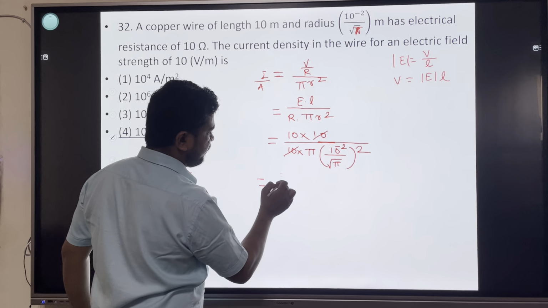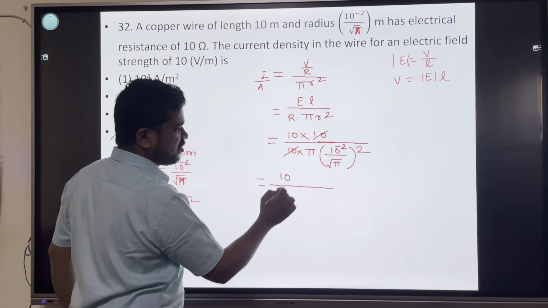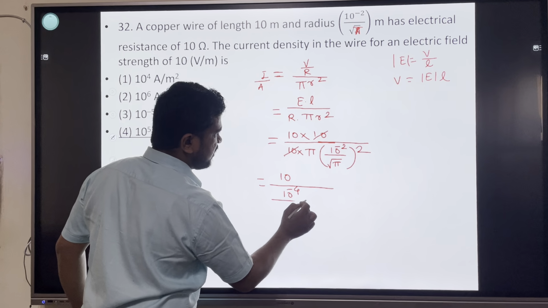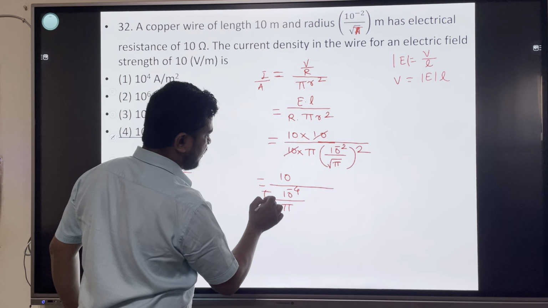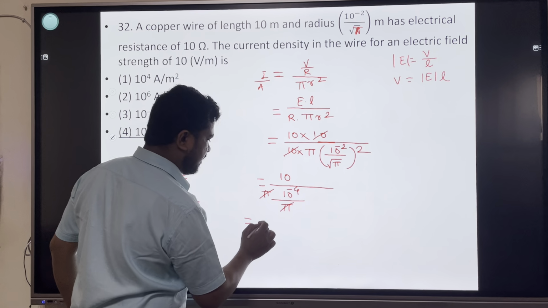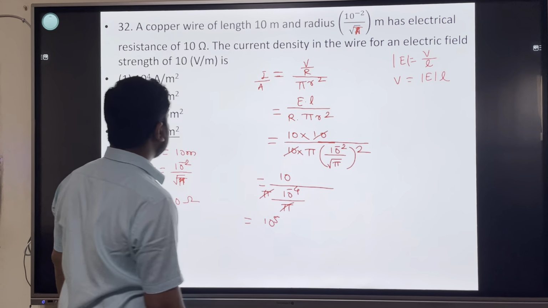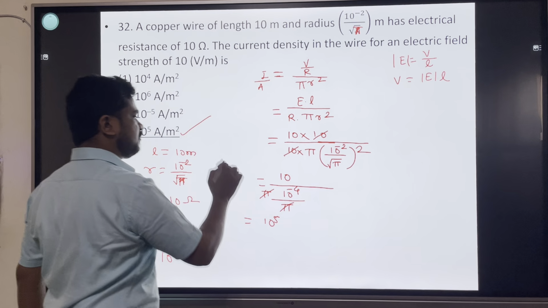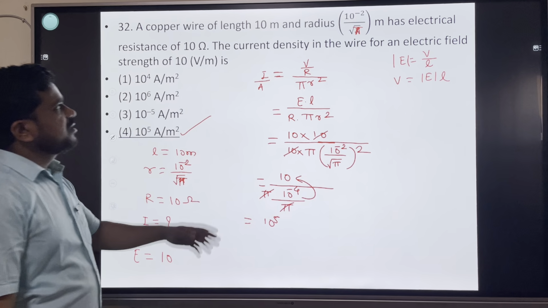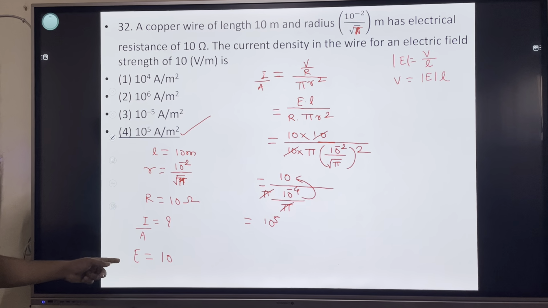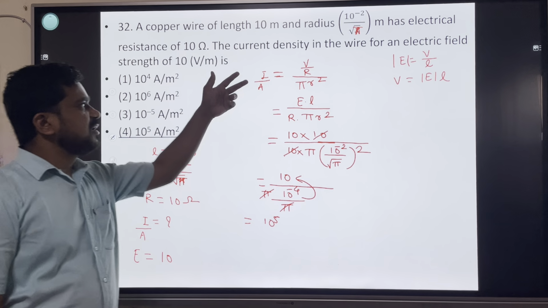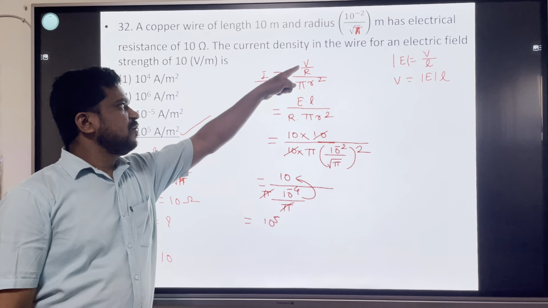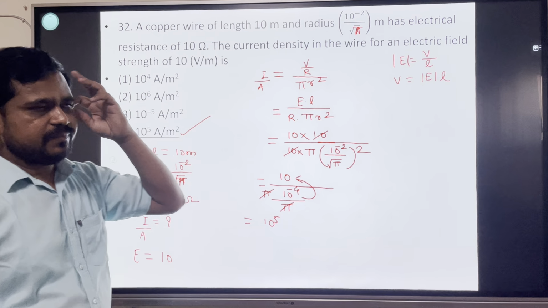10 has been cancelled. 10 divided by 10 raised to minus 2 squared, 10 raised to minus 4 divided by pi. Pi cancels. Numerator will have 10 raised to 5. 10 raised to 5. Current density is current per unit area, current upon area. Ohm's law, V upon R, area pi r square.